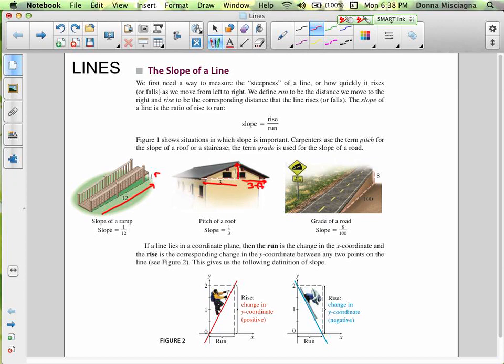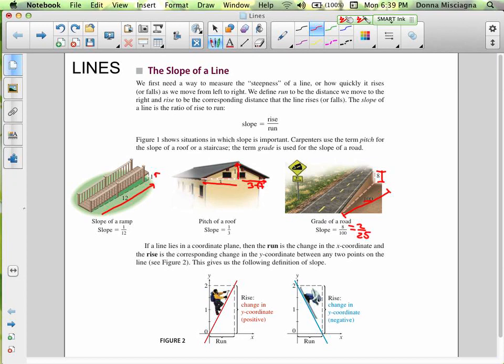And the grade of a road. Notice that the road rises 8 feet for every 100 feet of horizontal distance of road. So that means the grade of the road, or the slope of the road, is 8 over 100. And we could also reduce that to 2 over 25.